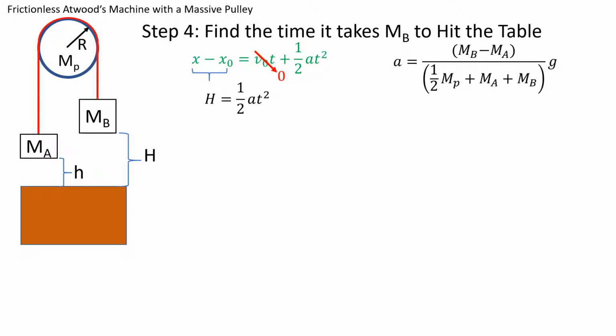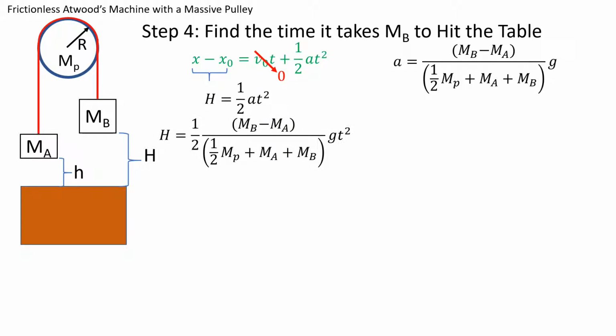So we just have that h equals 1/2 at squared. So all we have to do is put in a from there. We get h equals 1/2 times (mB minus mA) over (1/2 mP plus mA plus mB) times g t squared. Or if we take the 2 and multiply it through the denominator of this fraction, (mB minus mA) over (mP plus 2mA plus 2mB) all times g t squared.